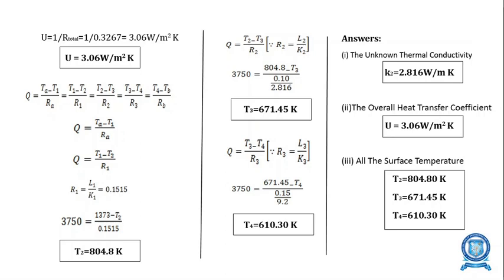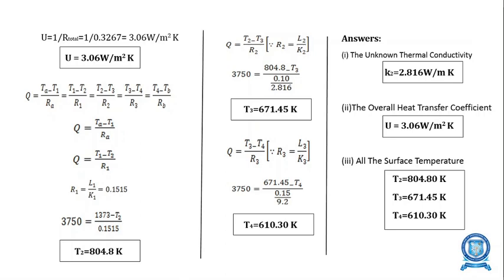Then taking the next one, T3 minus T4, because we have to find the values of T2, T3 and T4. So T3 minus T4 by R3. R3 is the resistance offered by layer 3. Hence the formula is L3 by k3 A3. A is 1 meter square, we have taken it common. Therefore L3 by k3 is known, it is given in the problem. From this you can find the value of R3, and the T3 value we found in the previous step, 671.45. The T4 value is unknown in this step. Therefore by solving this you will get the T4 value as 610.30 Kelvin.